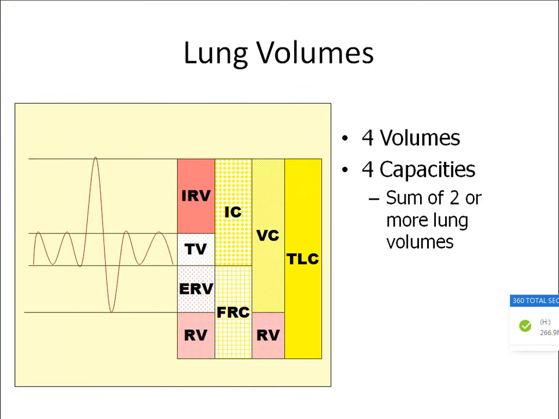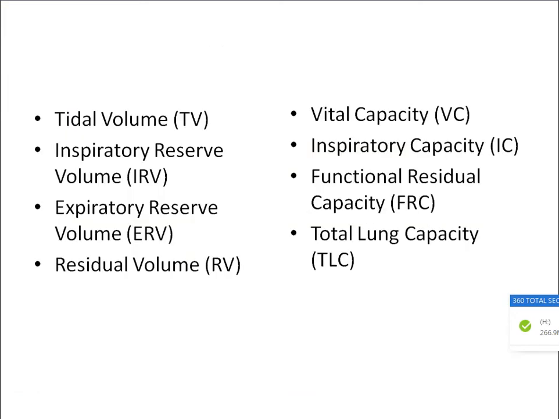Capacities are the sum of 2 or more lung volumes. For example, vital capacity is the expiratory reserve volume plus tidal volume plus inspiratory reserve volume. Similarly, total lung capacity is the sum of vital capacity plus residual volume. So tidal volume, inspiratory reserve volume, expiratory reserve volume, and residual volume are the volumes of the lung. The capacities are vital capacity, inspiratory capacity, functional residual capacity, and total lung capacity.